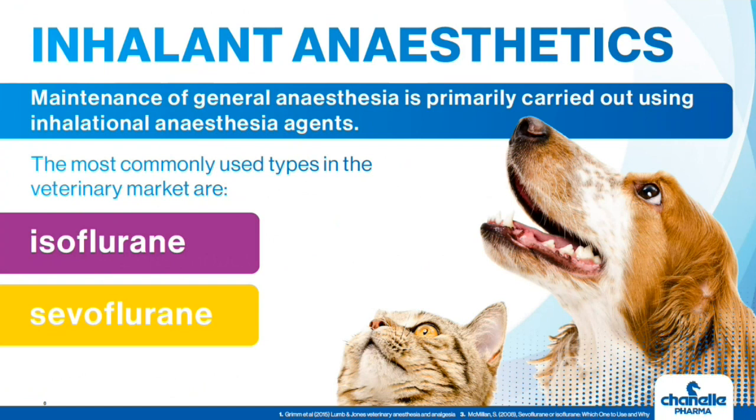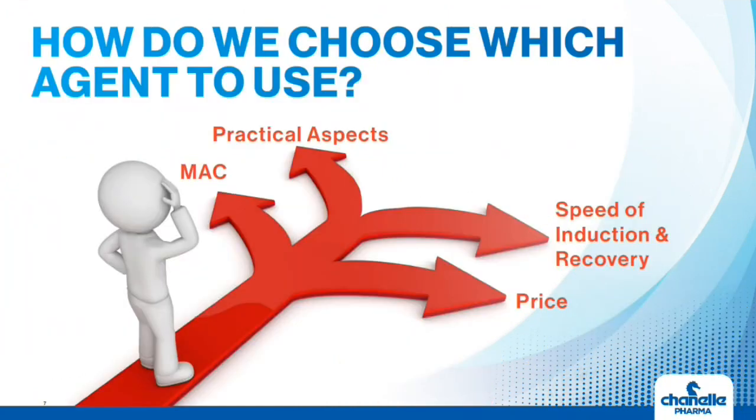As we've said before, the maintenance of general anaesthesia is primarily carried out using inhalation anaesthetic agents. The most commonly used types in the veterinary market, certainly in the UK, are isoflurane and sevoflurane. Indeed, these are the only two products that are currently licensed in the UK for this purpose, and both come from the halogenated ether group. Of these two agents, isoflurane and sevoflurane, how do we choose which one to use, and what are the differences between them? Well, these are some of the things that come into play when making that choice.